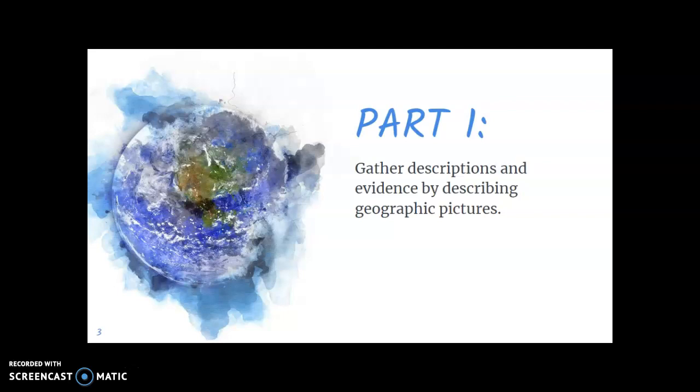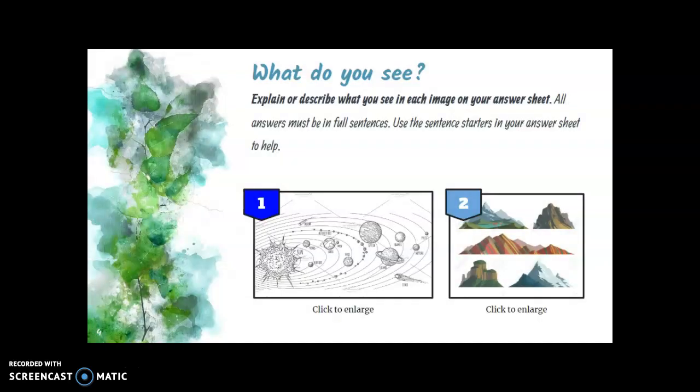So let's just hit the next slide. What do you see? Explain or describe what you see in each image on your answer sheet. All answers must be in full sentences. Use the sentence starters in your answer sheet to help. Awesome, Mr. Rod. I'm so glad you helped us out.